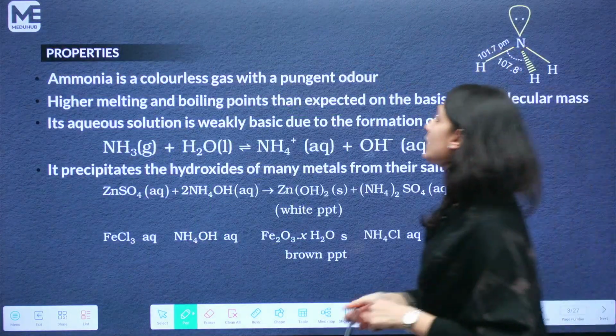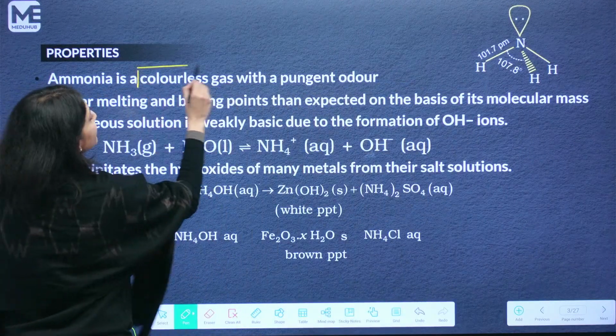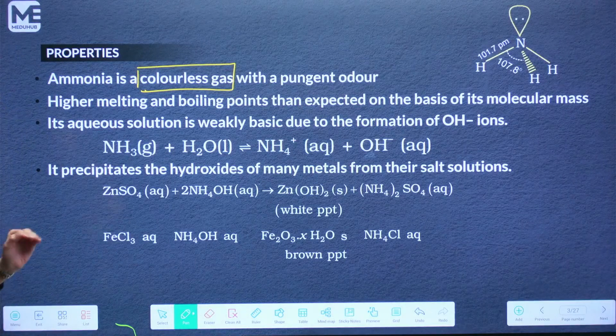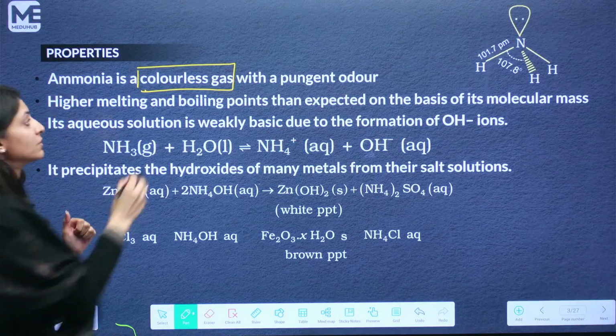Moving on. Ammonia is a colorless gas. It has a very pungent smell. The odor is really bad. It hits your nose. It is so bad. And it is slightly toxic also.